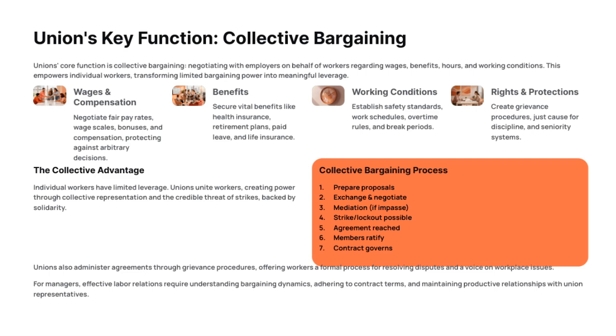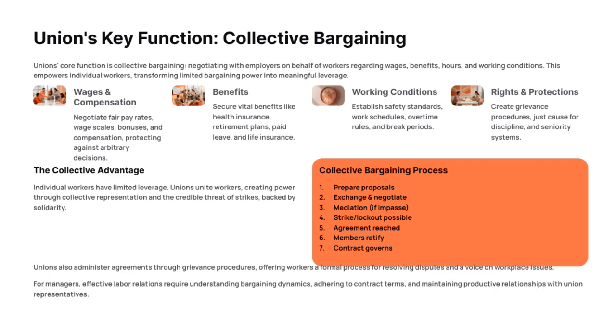The process typically begins with preparing proposals, then exchanging ideas and negotiating. If negotiations reach an impasse, mediation might be used to help find a resolution. It's also important to recognize that there's always the possibility of strikes or lockouts if parties can't agree. When an agreement is finally reached, it must be ratified by union members before it becomes the official contract, which then governs the relationship.